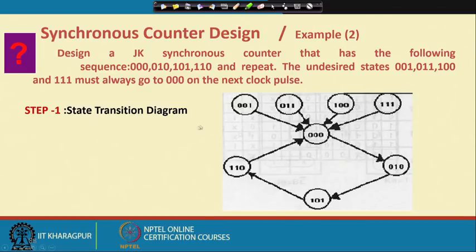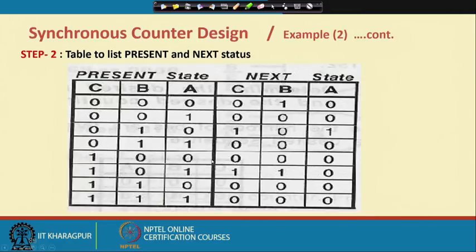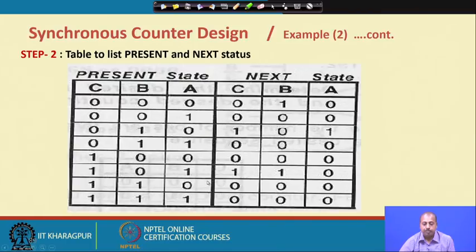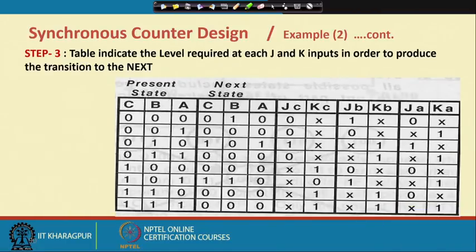So, the state transition diagram will be like this, and then you can draw the present state, next state table. It is 0 0 0 to 0 1 0, 0 0 1 to 0 0 0, and so on. That way you fill up this table as per this sequence. Based on that, you fill up the table and indicate the level required at each J and K input. That is similar to what we have done previously: JC and KC for the C flip flop, JB and KB for the B flip flop, and JA and KA for the A flip flop.